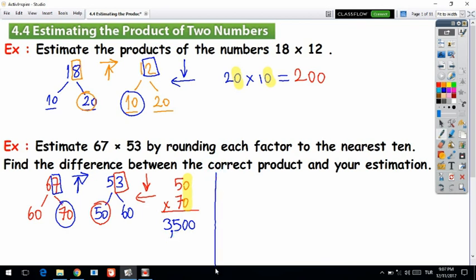Okay, now let's find the correct product. Now let's multiply a two-digit number by a two-digit number: 67 and 53. First, we multiply the first number by the ones digit of the second number. Okay, now I show you. Let's close it first.